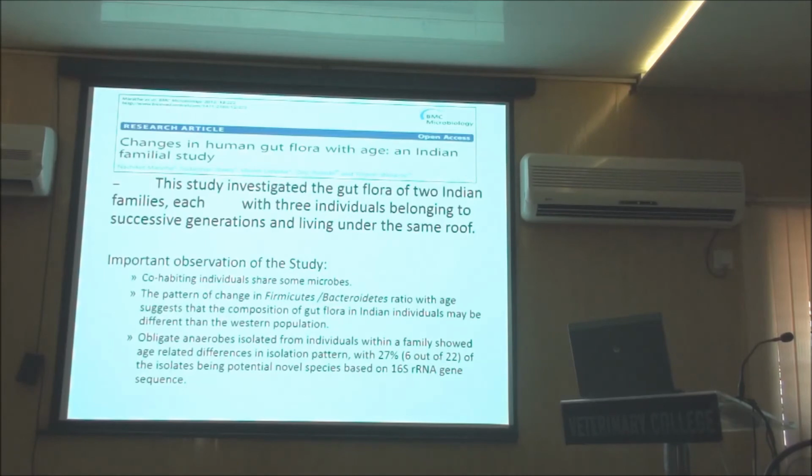We had looked at the succession of microbial communities in two families, and we had also done some isolation of anaerobic bacteria, and what we found was that from a single study there were a large number of potentially novel isolates based on 16S RNA gene sequence. I'll come back to that in a moment, a few of them have already been described as novel taxa, and we have also done genome sequencing of these isolates.